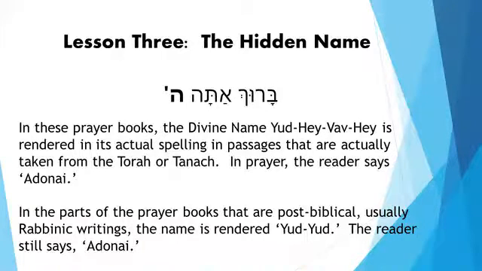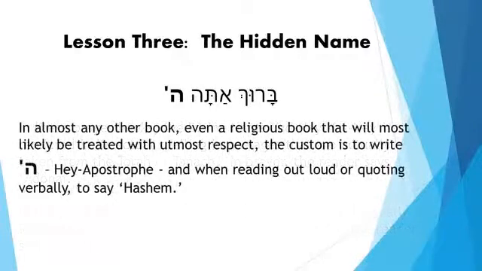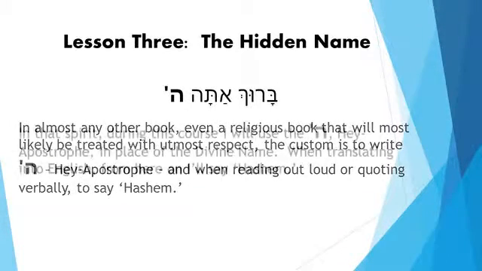In the parts of the prayer book that are post-biblical, usually rabbinic writings, the name is rendered Yud-Yud. The reader still says Adonai. In almost any other book, even a religious book that will most likely be treated with utmost respect, the custom is to write hey apostrophe, and when reading out loud or quoting verbally, to say Hashem.